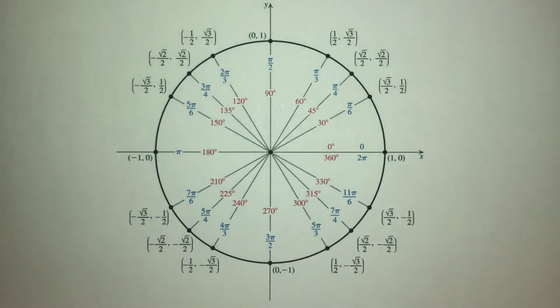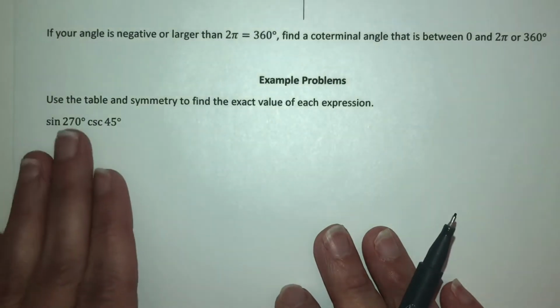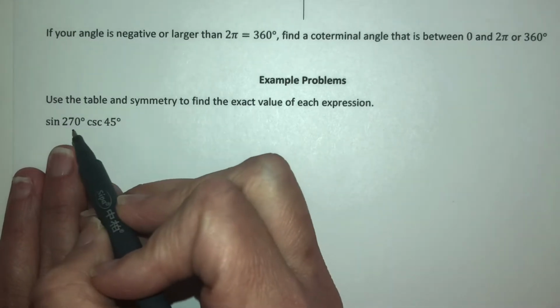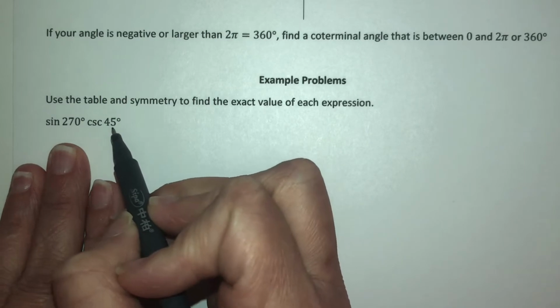And if you are asked to find a trig function of an angle that is not on here, you're going to find the one that it's coterminal with to find your trig functions. So let's use the table, the unit circle, to calculate the exact values of these. So sine of 270 degrees times cosecant of 45 degrees.